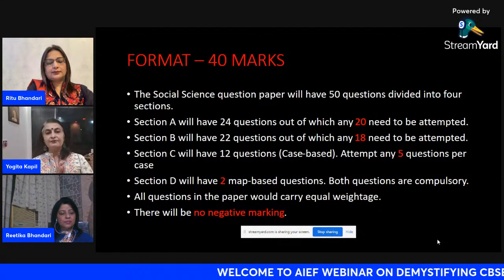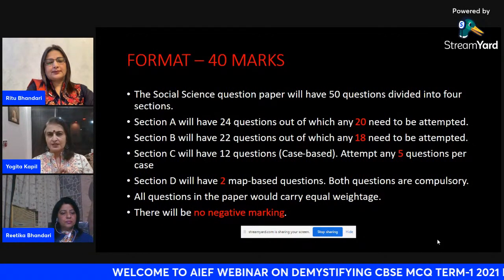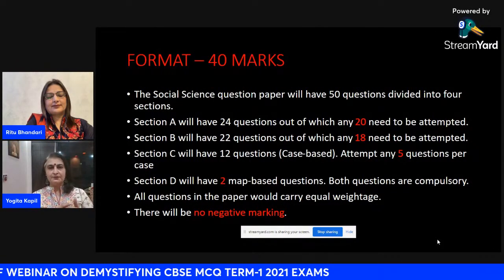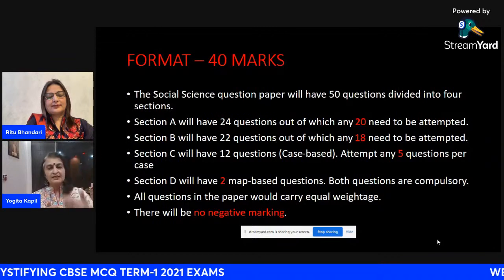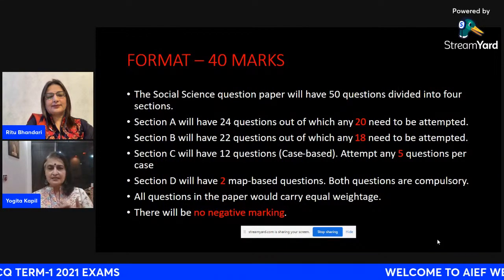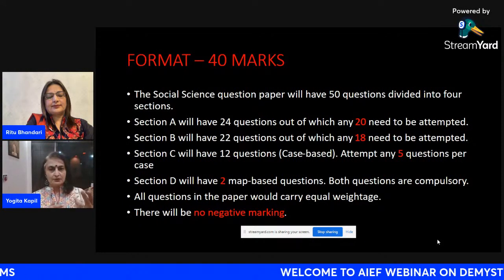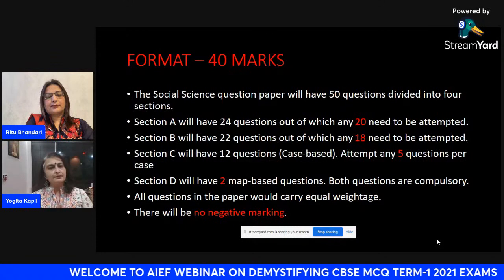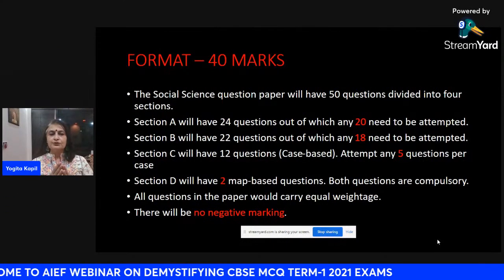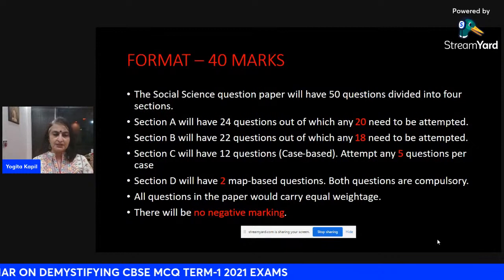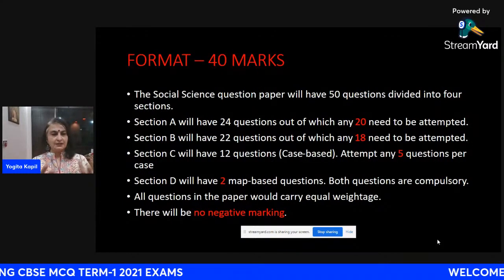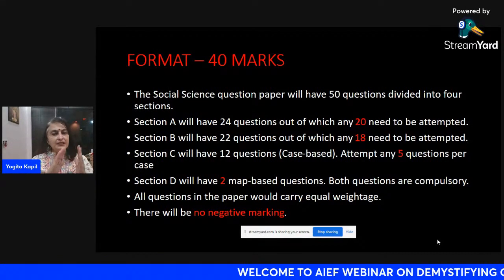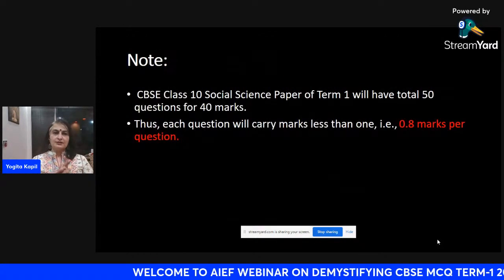Then section C will have 12 questions. These are case-based questions. So here there are 2 cases in which 6 and 6 questions will be there. Case 1 will have 6 questions and case 2 will have 6 questions. Out of these 6 questions, you will be doing 5 questions in each case. And section D is a map-based section. So here we'll have 2 questions. It's compulsory. And something which we can be relaxed about is that there is no negative marking. Equal weightage to all the questions.